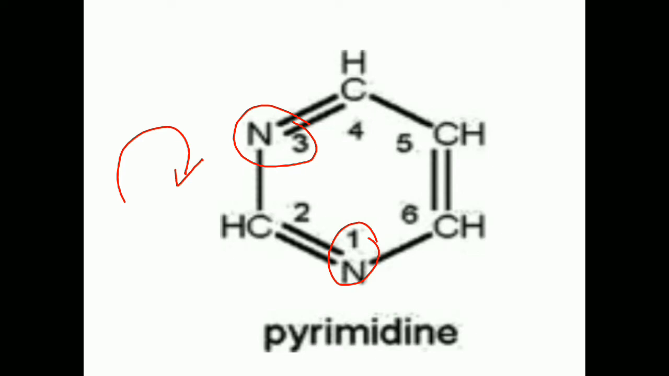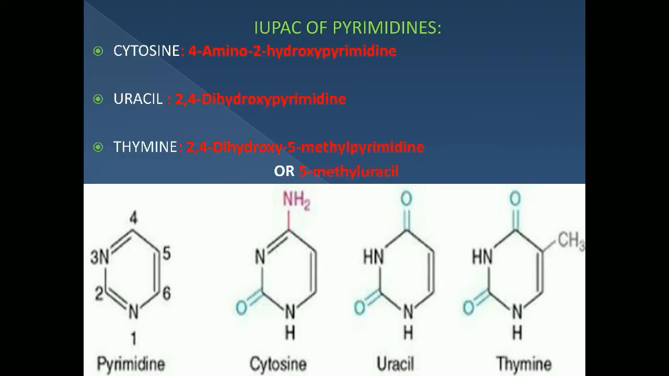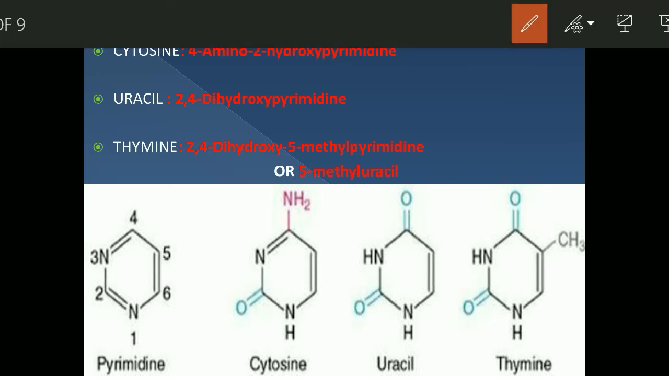Now let us learn the different types of pyrimidine and their structures. So these are the IUPAC names of cytosine, uracil and thymine. Cytosine is 4-amino 2-hydroxypyrimidine. Means at the fourth position there is an amino group and at the second position there is a hydroxy group. The fourth position has an amino group for cytosine. But does the second position have a hydroxy group?